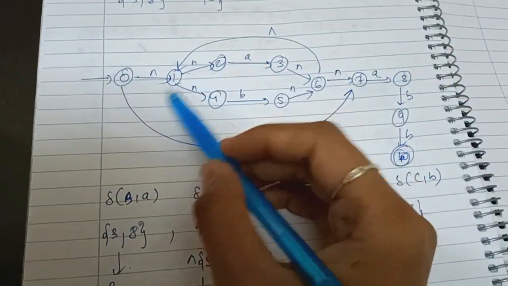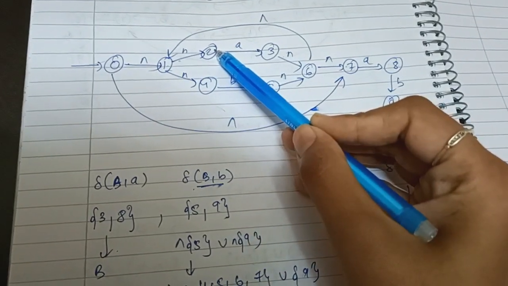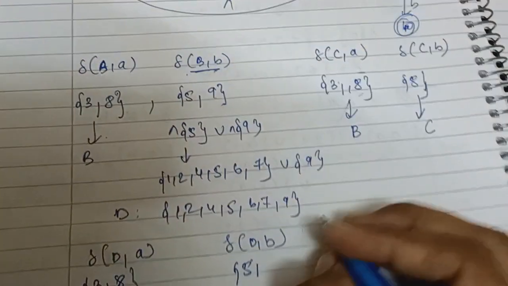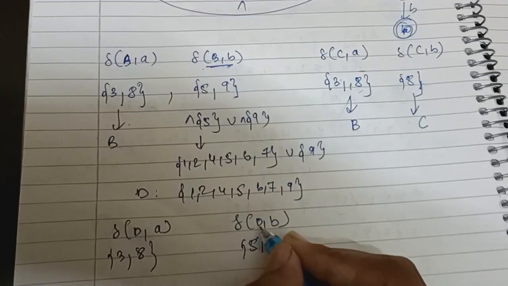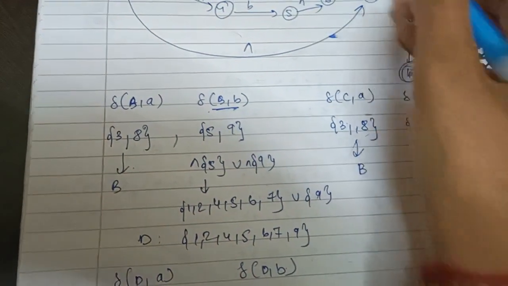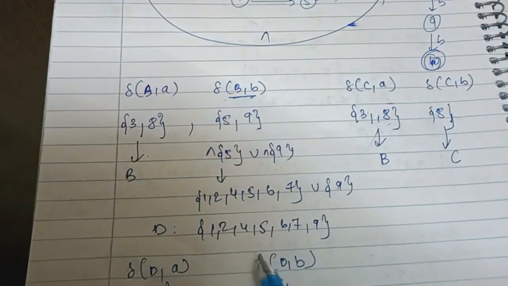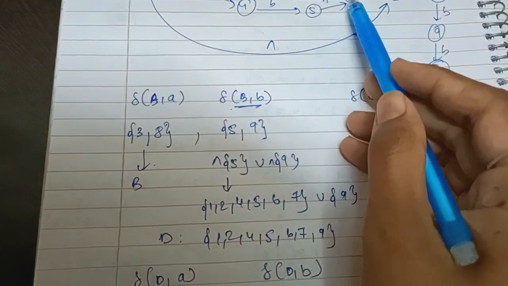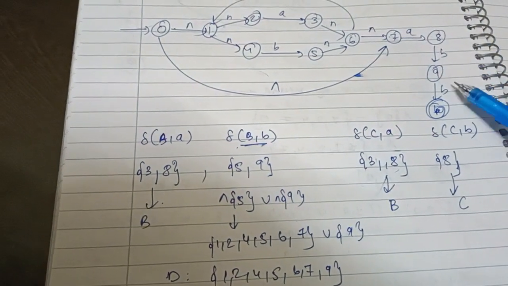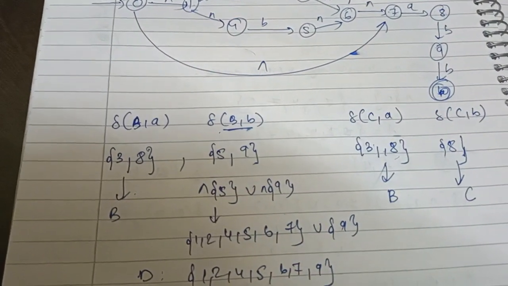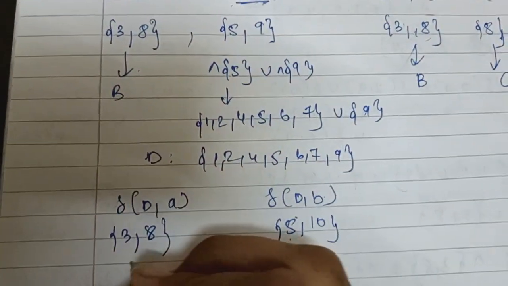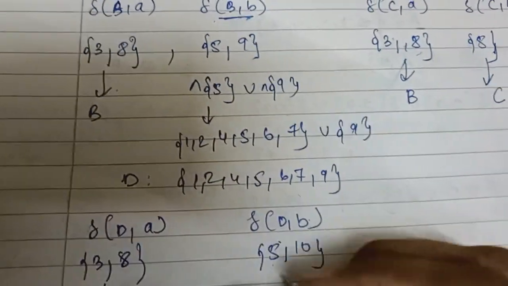Now let's see for B, transition functions for B. So 1 and B, no. 2 with B, no. 4 with B, yes, we get as 5. This was a transition function of 4 comma B is 5. Now what we had? 6 comma B. So 6 comma B, no. 7 comma B, no. 9 comma B, yes, that is 10. So that is 10. Now let's find the null closure of this 3 comma 8. We have already found, that is B.